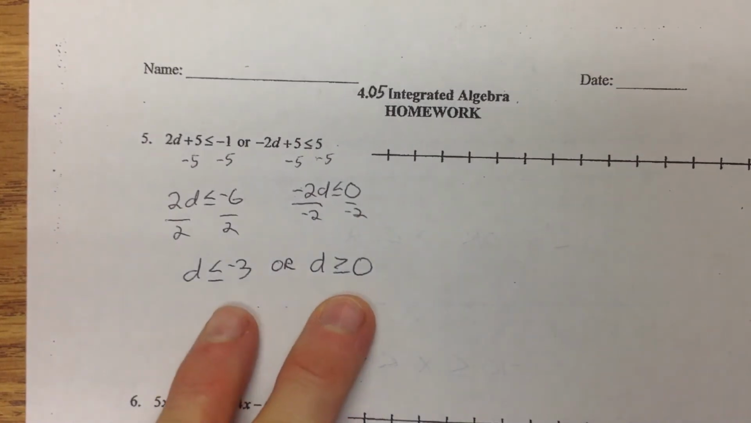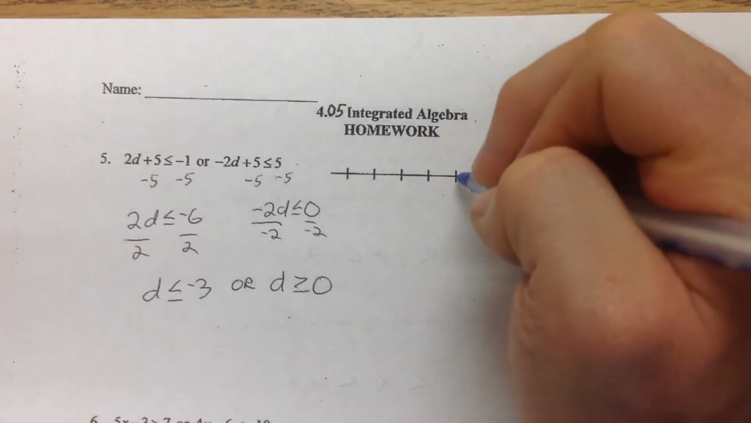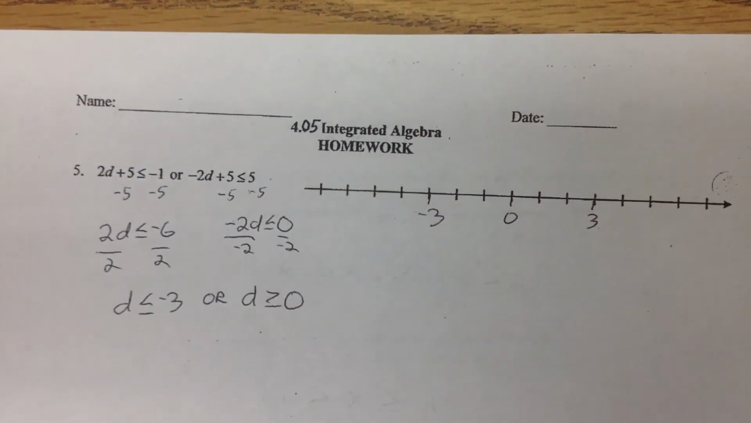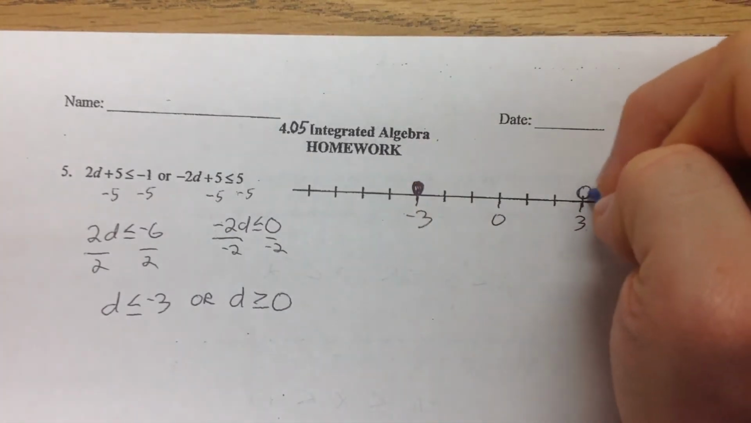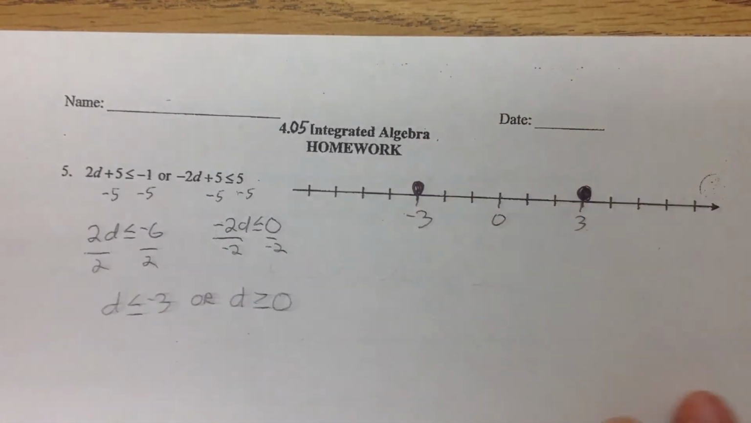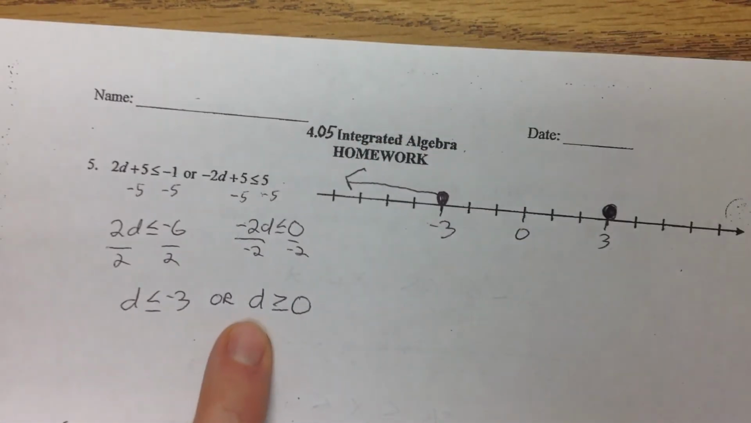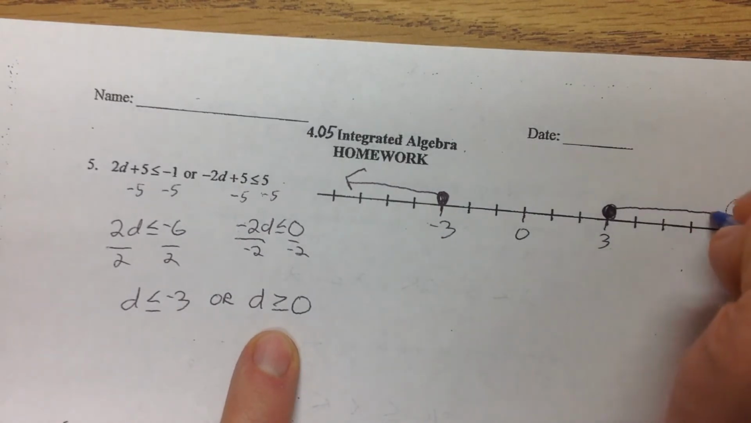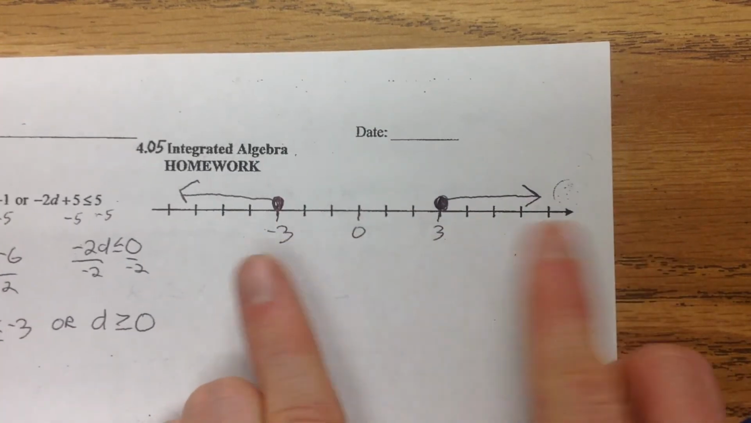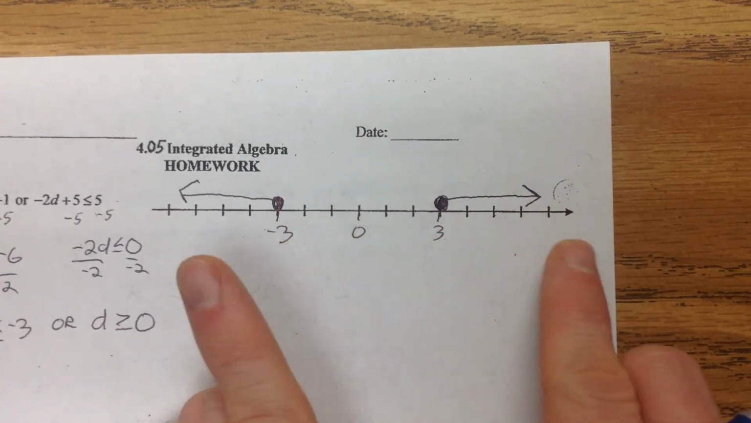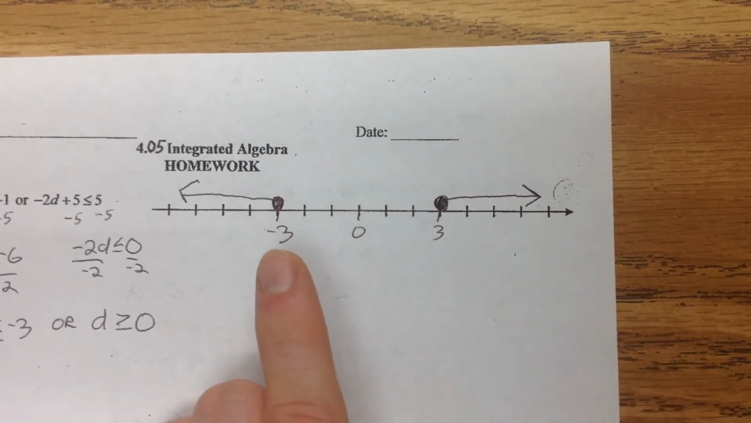In both cases we have the equal sign, so we're going to need closed circles. Let's get our labels here. There's 0, there's 3, there's negative 3. Since they're both equal signs, closed circle on negative 3, closed circle on 0. Now this one says d is less than or equal to negative 3, so that's off to the left. This one says d is greater than or equal to 0, so that's off to the right. And that's what you should expect on these: the arrows going in opposite directions. If you ever find a situation where you've got the arrows going in the same direction, it probably means you made a mistake somewhere, so you should go back and find that.